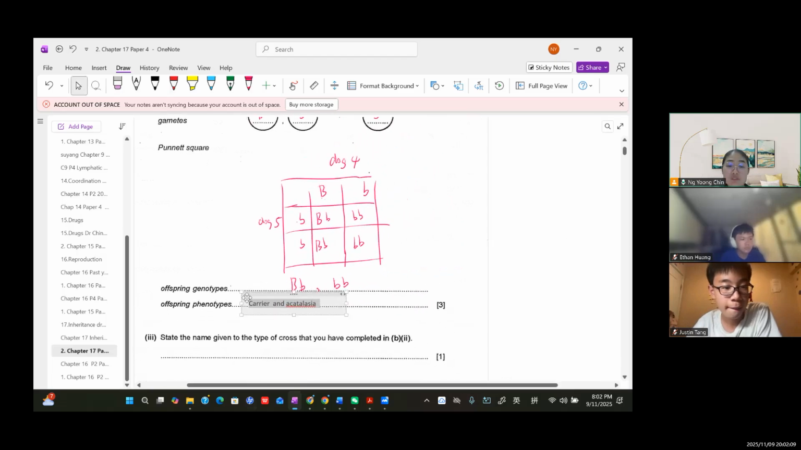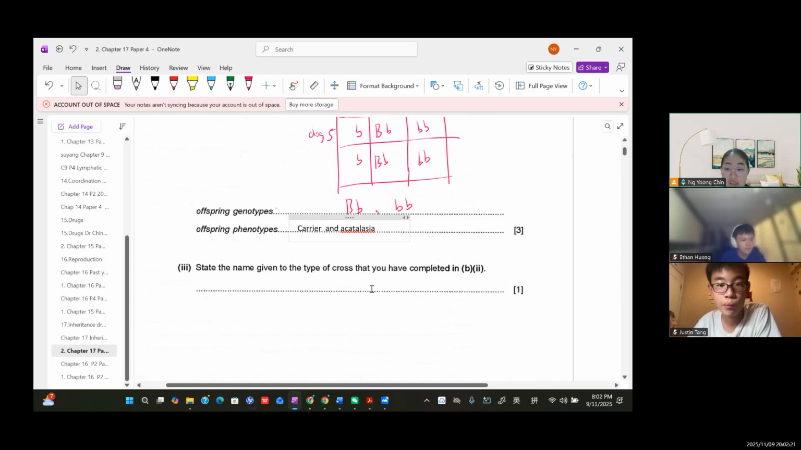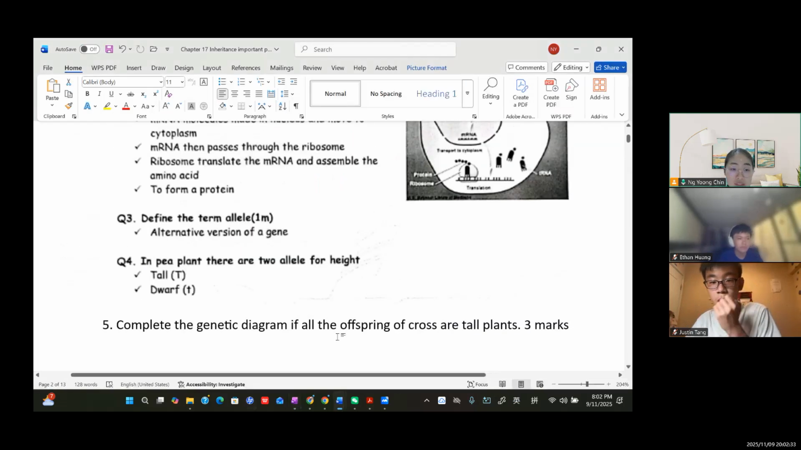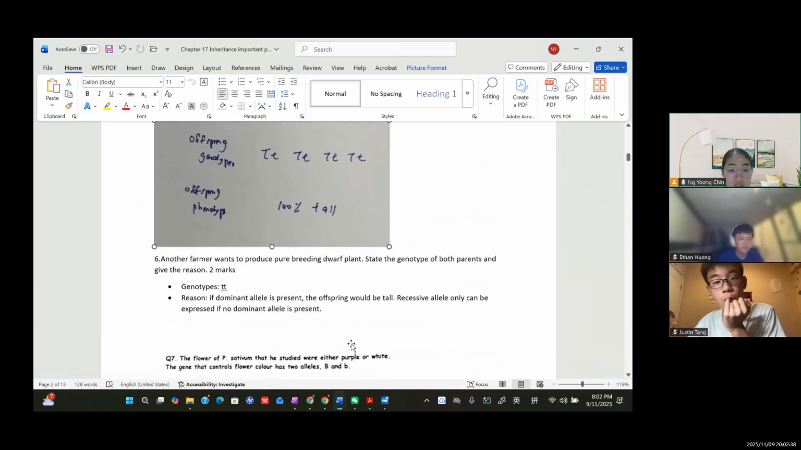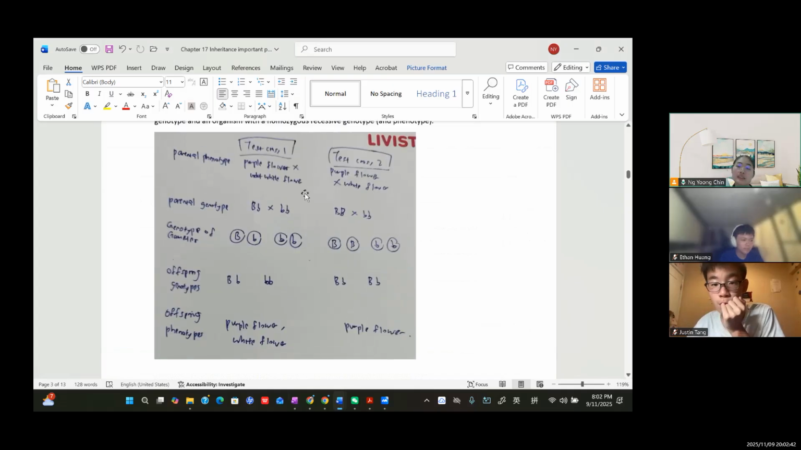So every time after you finish drawing the genetic diagram, you should know how to describe them in genotype, and also you should write them in the phenotype. And then state the name of the type of cross that you have completed, which is actually a test cross. What is meant by test cross? Maybe you can show this one. You can see the test cross. Where is it? See, this is a test cross.